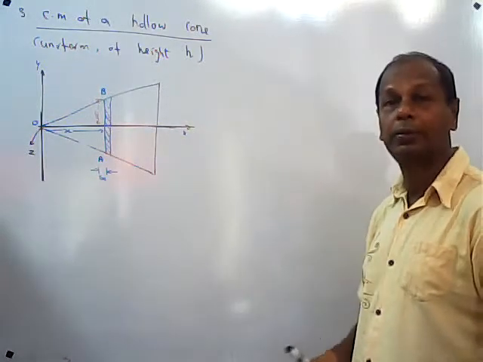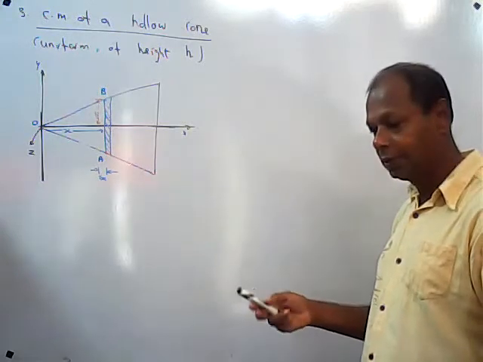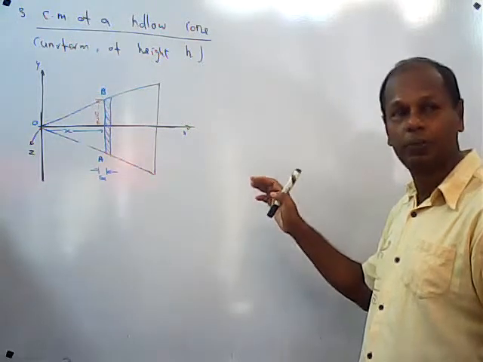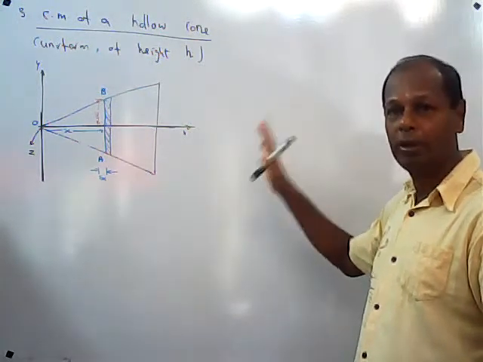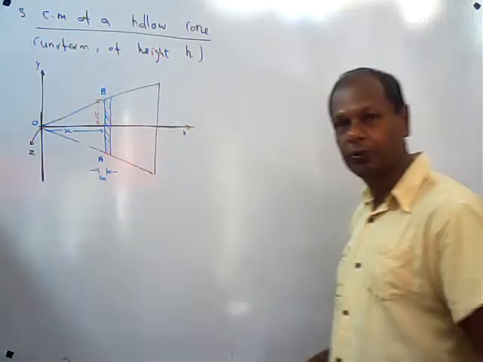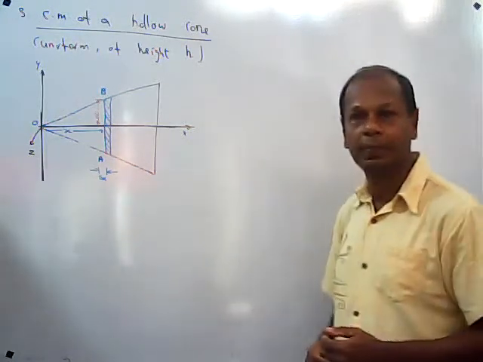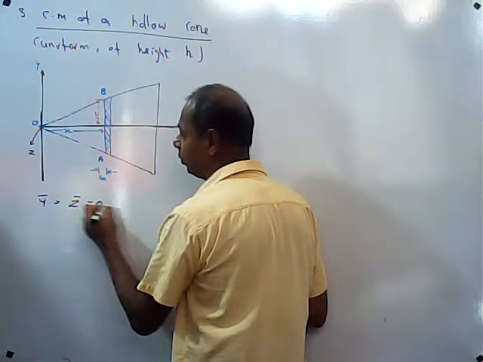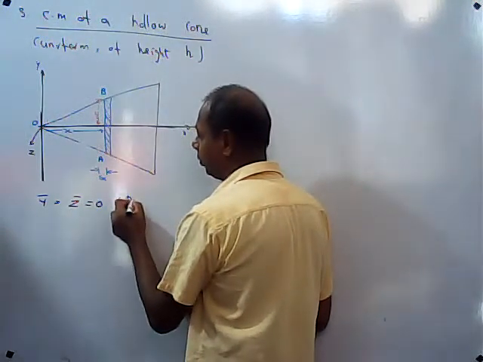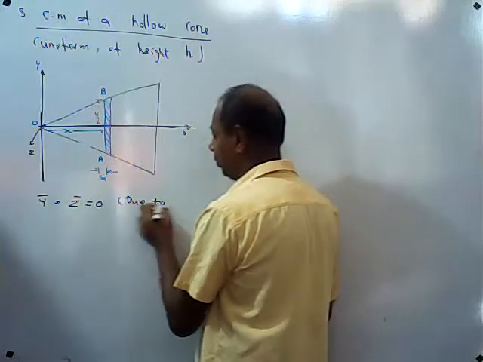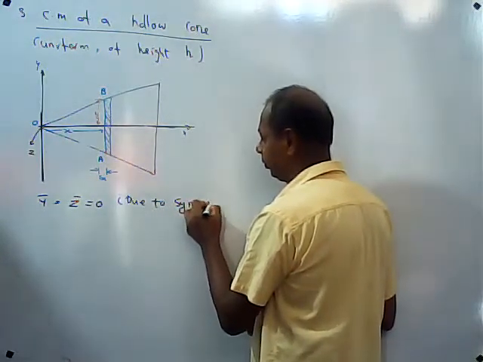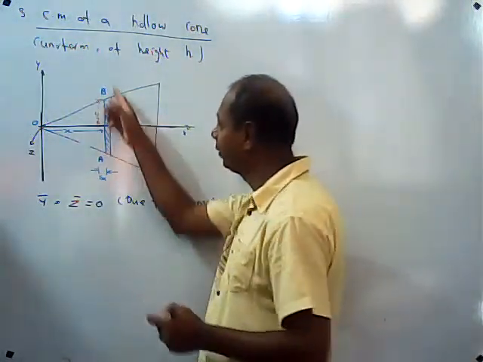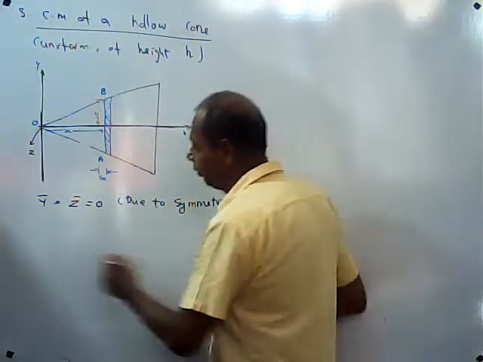First of all, you will write, due to symmetry, y bar and z bar are 0. So we don't need to find them. We need to find only x bar. Y bar equals 0, z bar equals 0, same due to symmetry. To find only x bar, for that we take the ring, we'll draw it separately.